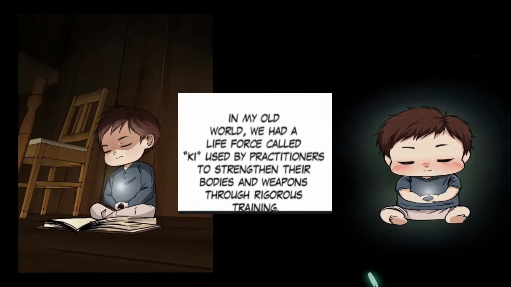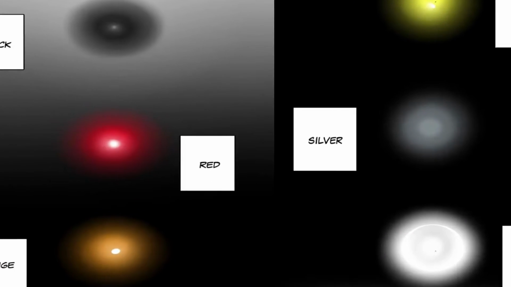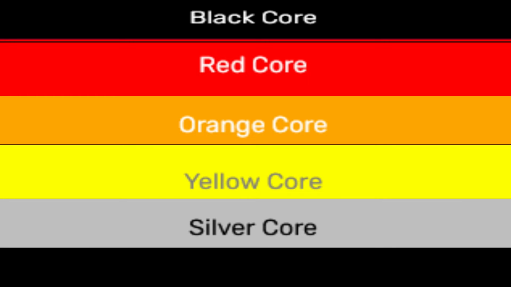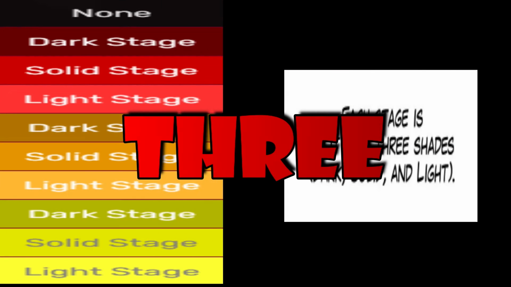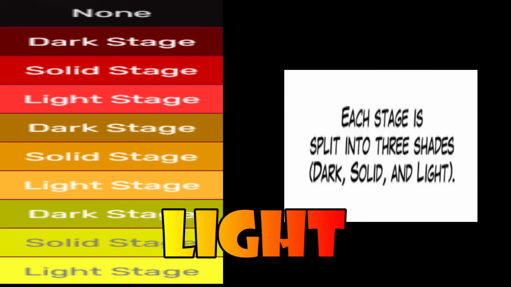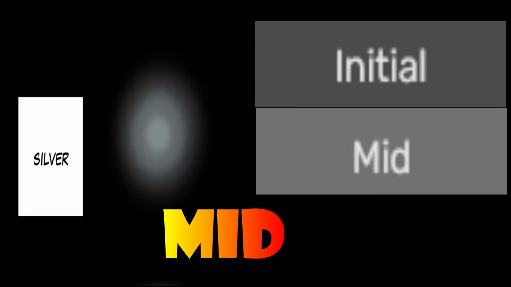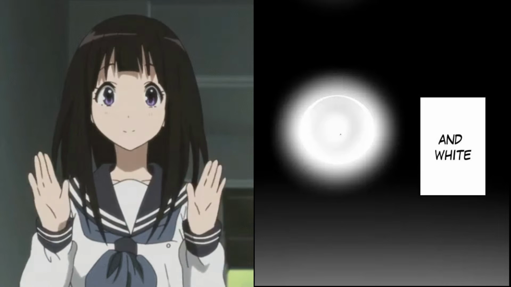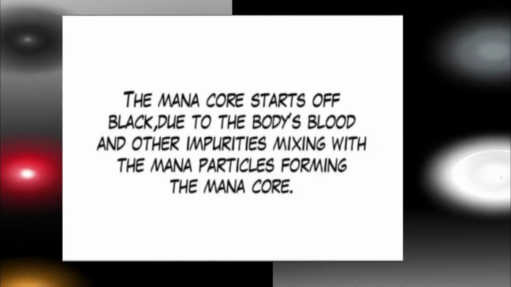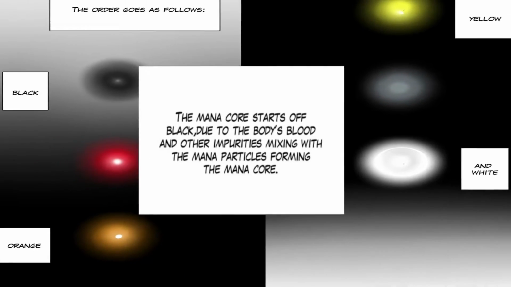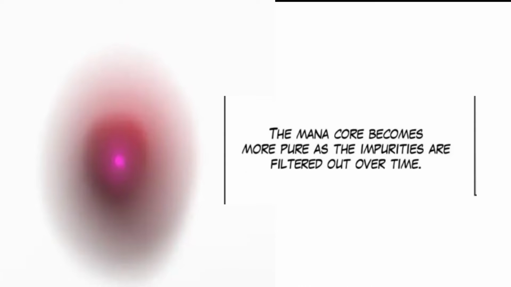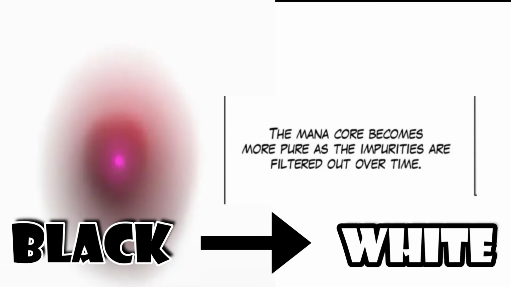Now, a mana core is grouped into 6 colors: black, red, orange, yellow, silver, and white. Each stage is further split into 3, starting with dark, solid, and light. But there are 2 exceptions. Silver is special because it's split into initial, mid, and high, while the white core doesn't have any stages. Everyone starts off at the black stage but can slowly progress towards the other stages as their core gets purer. Basically, with time, the impurities are filtered out and the color goes from black to possibly white.